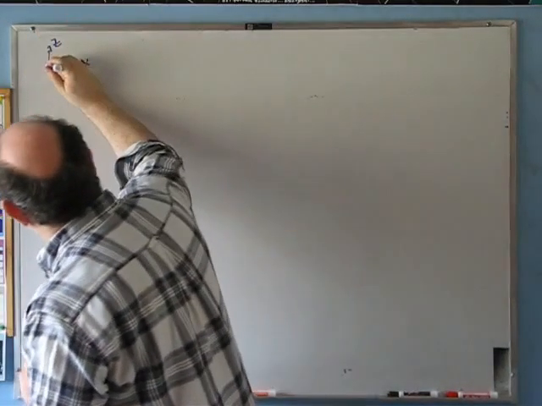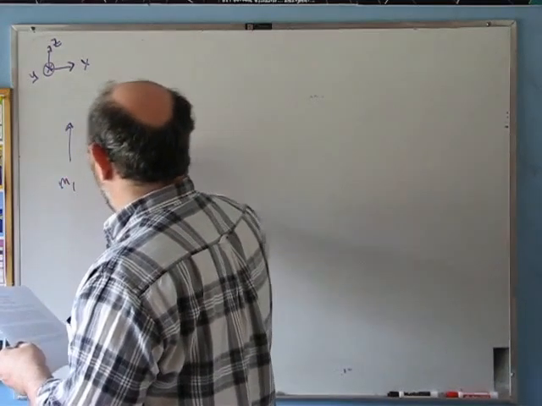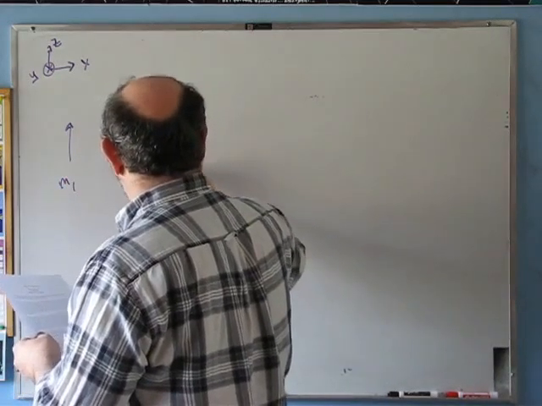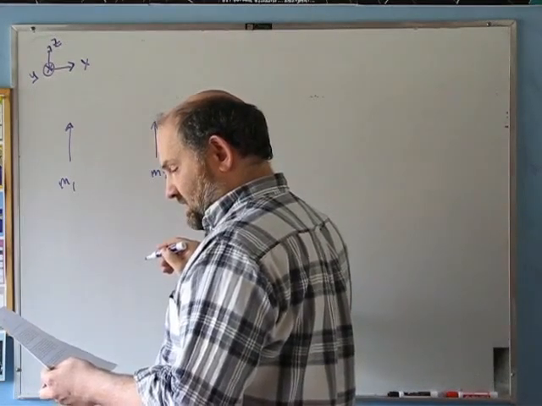Two magnetic dipoles are oriented in the plus Z hat direction. So here's what I'm going to do. I'm going to make X this way and I'm going to make Z that way. For that to work, X cross Y equals Z. Y has to be into the board.